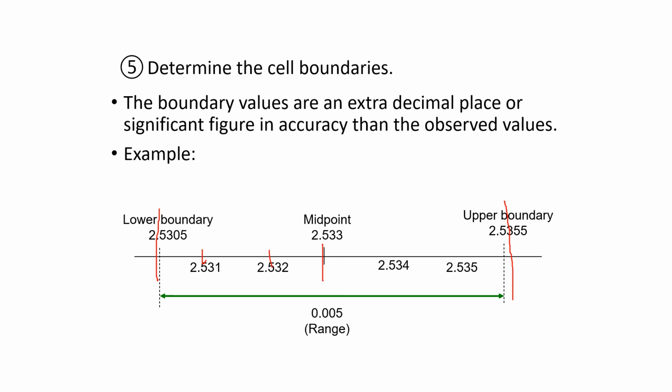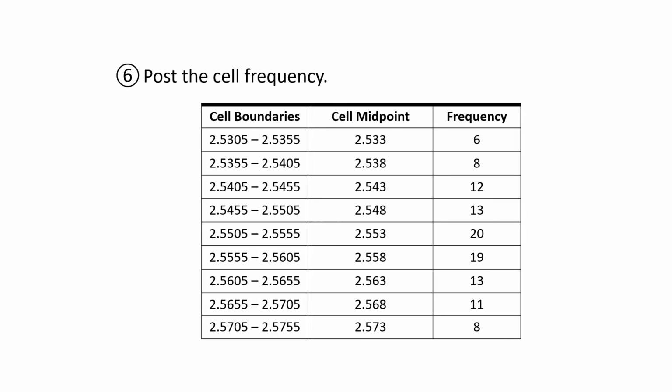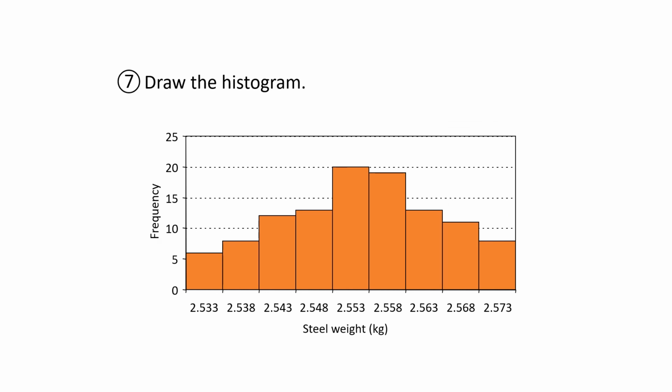So boundary values have one extra decimal place or significant figure more accurate than the observation values. This is the example, and we draw all the lines. The histogram, and then the cell boundaries and mid values. We calculate the frequency for each boundary, so for each range here you calculate the frequency. And then you plot the graph based on the frequency given.